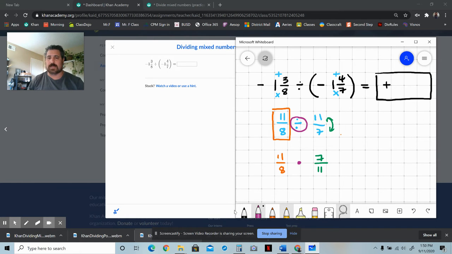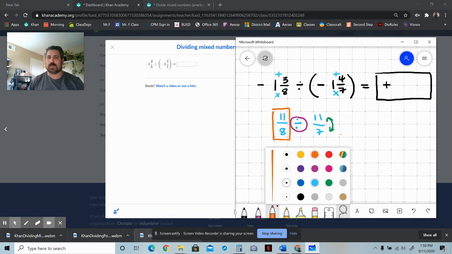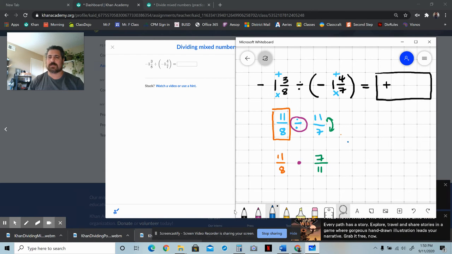Now you're going to look to cancel anything that's the same, common factors from top and bottom. And I noticed a couple things here that are the same. So you got 11 on top here and 11 on bottom over here. So you can divide top and bottom by 11. 11 divided by 11 is 1, and 11 divided by 11 is 1. And then you're going to finish strong. Just multiply across the top, multiply across the bottom to get your answer. What's 1 times 7? 7. And what's 8 times 1? 8. So the correct answer here is 7/8.